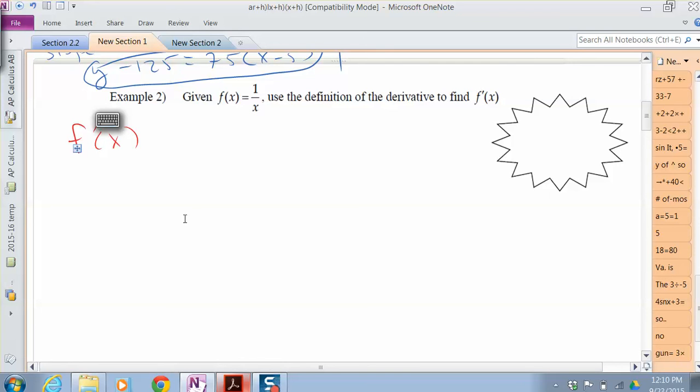Okay, example 2. So now we kind of just go straight to this.